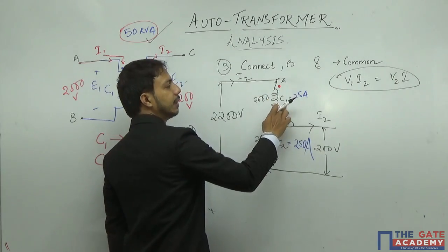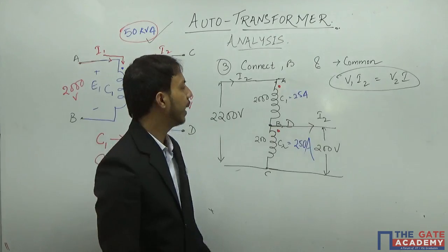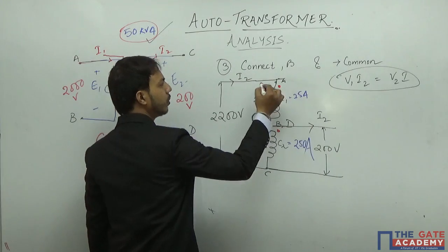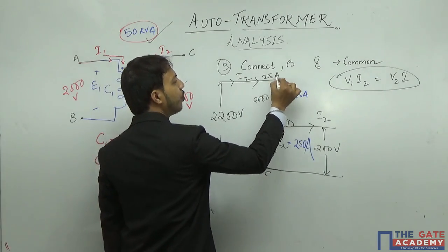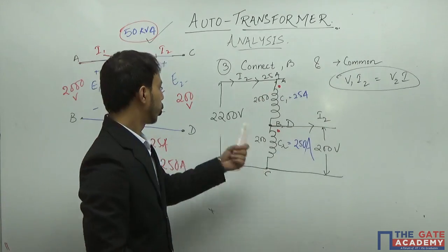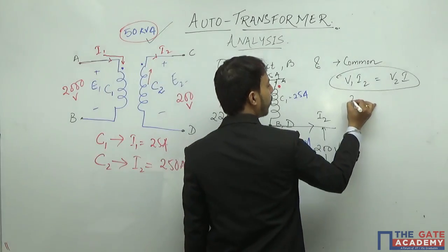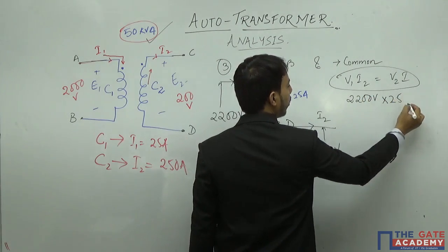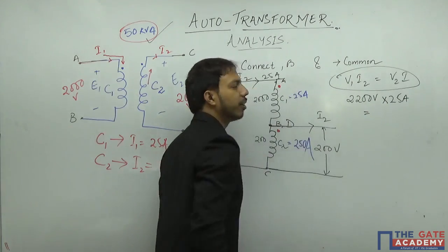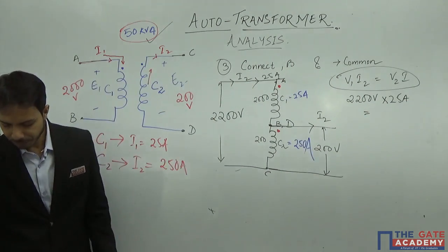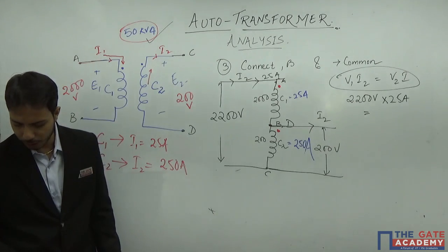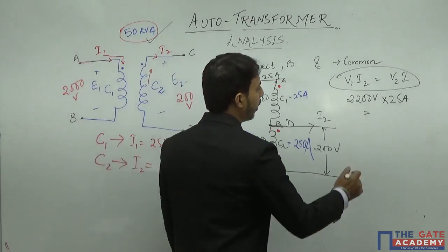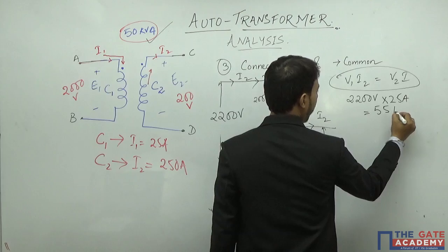Say this is C1. And in C1 I am saying that the maximum current that will be flowing is 25 amperes. So if this is 25 amps, what will be my output? My output will be 2200 volt into 25 amp. This will give me my kVA. If we calculate this, the value comes to be 55 kVA.